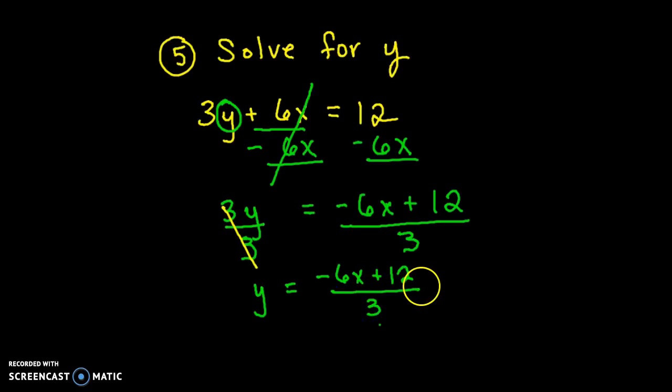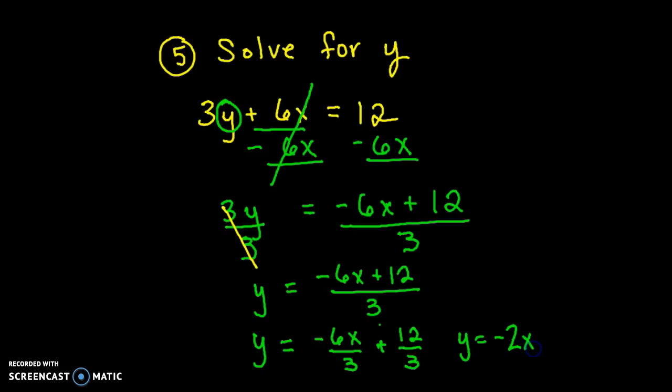Let's take each one of the terms and split them up. y is equal to negative 6x divided by 3 plus 12 divided by 3. So now I can simplify. So y is equal to, well, negative 6 divided by 3 is negative 2. So negative 2x plus 4. There's my answer.